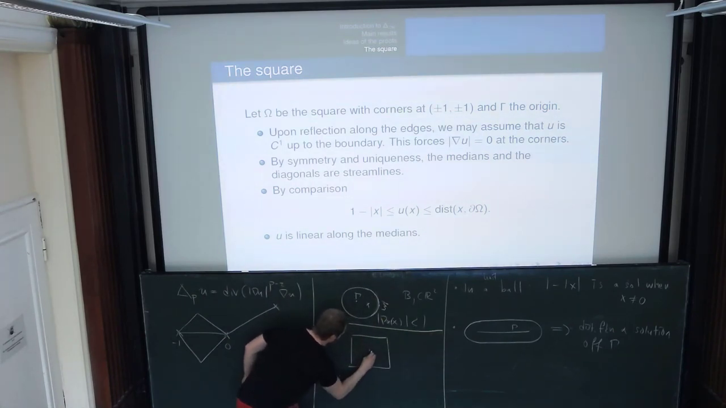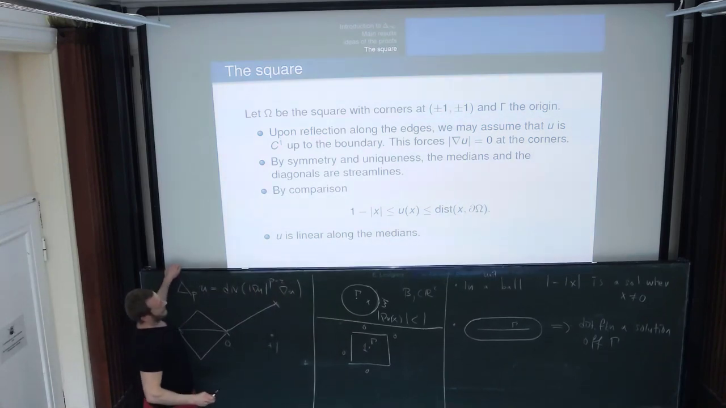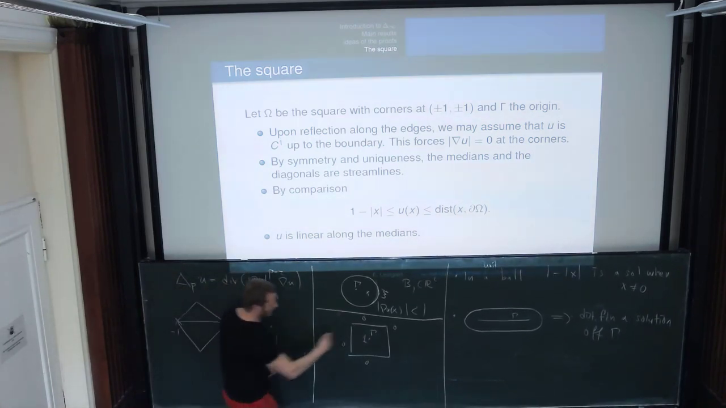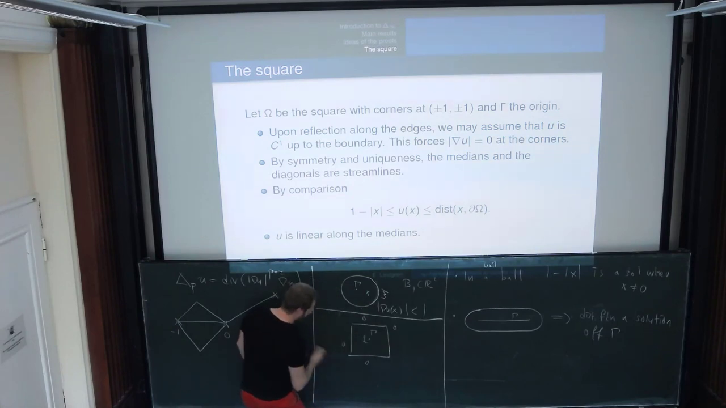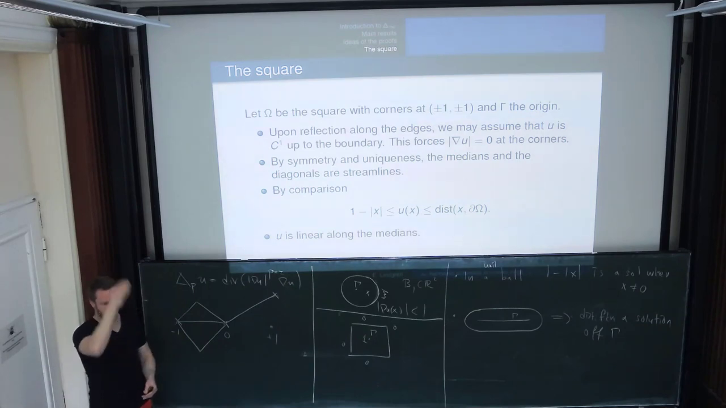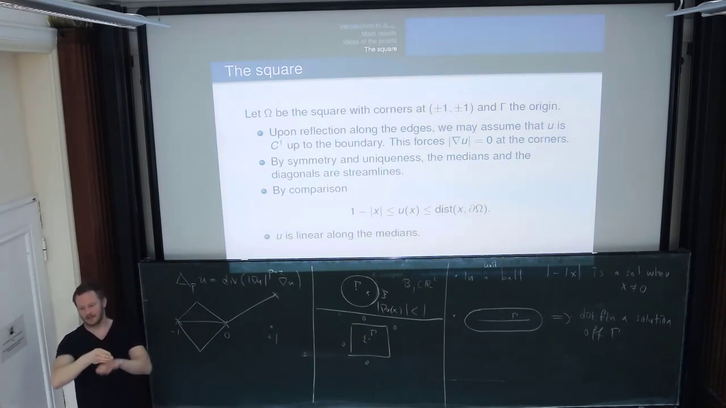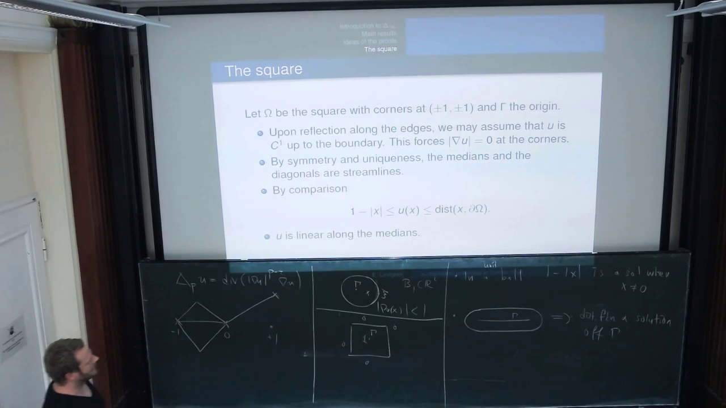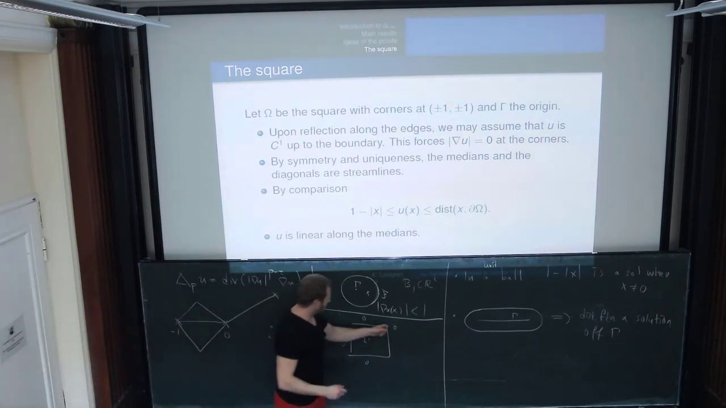And you take the midpoint to be gamma. So it's 0 here, 0 here, 0 here, 0, and 1 in the middle. Okay, so if you make odd reflections here, here, here, and here, and then continue to do odd reflections, in fact, you can assume that you have solutions around the corner points, and that the gradient must be 0, because it's 0 in two directions there. So in this setting, in fact, the gradient is 0 here, here, and here.